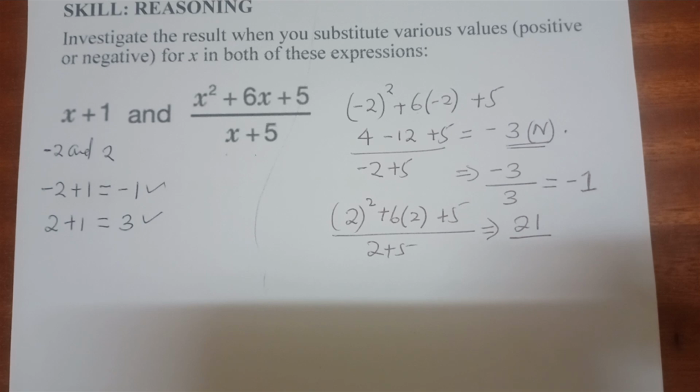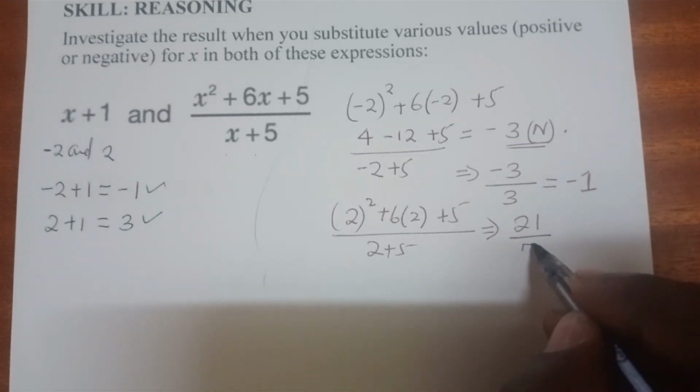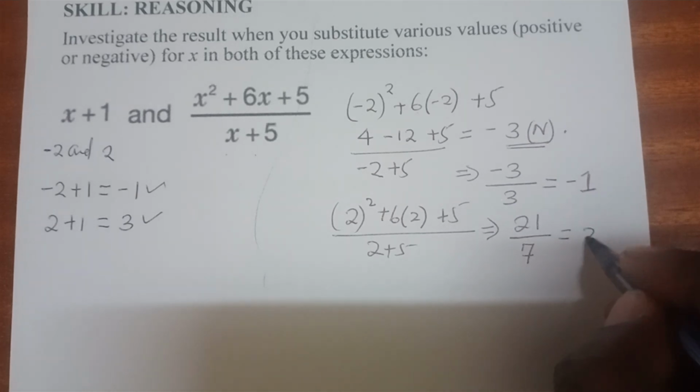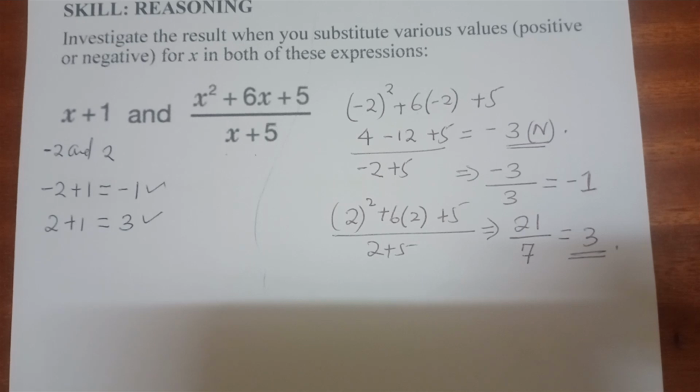That is the numerator. What about the denominator? This is 2 plus 5, which is 7. And 21 divided by 7 is 3. And that is the end of the story. As long as you know how to manipulate and how to deal with negatives, you are good to go.